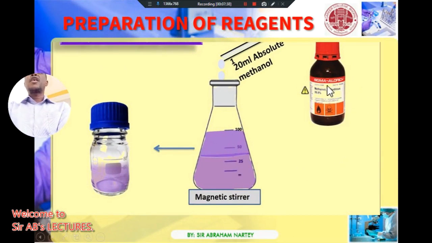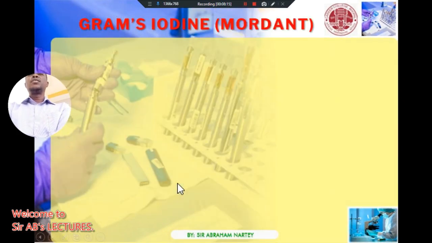This is 95% methanol. That is for sale. This is a stock solution of absolute methanol. So you take that one container of this and you put it in this big flask. Then after you prepare your 0.8 gram of ammonium oxalate, also put it in. Then you place it on a magnetic stirrer. This magnetic stirrer will be stirring it gradually for everything to mix very well, at 25 degrees Celsius.